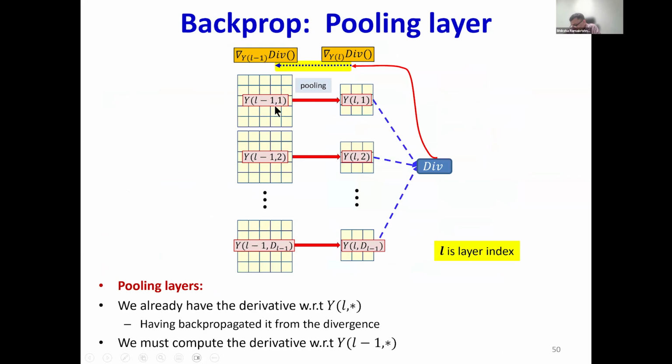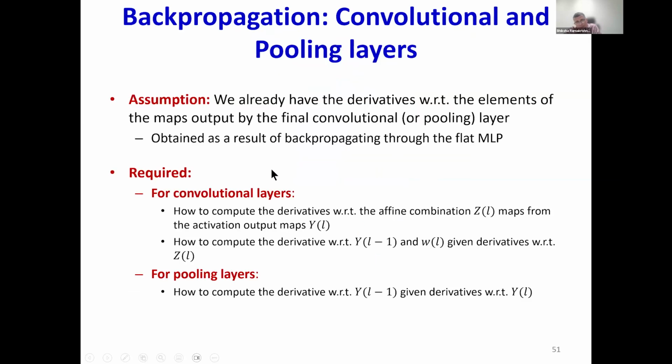Then for the pooling layer, you had some pooling operations which operated on individual maps to get the corresponding pooled maps. So now, assuming that we have the derivatives with respect to the output of the pooling, we have to figure out how to compute the derivatives for the input of the pooling. So for pooling layers, the challenge is how to compute the derivative with respect to Y of L minus 1, given the derivatives with respect to Y of L, which was computed by performing a pooling operation on Y of L minus 1. So these are the challenges we must resolve.